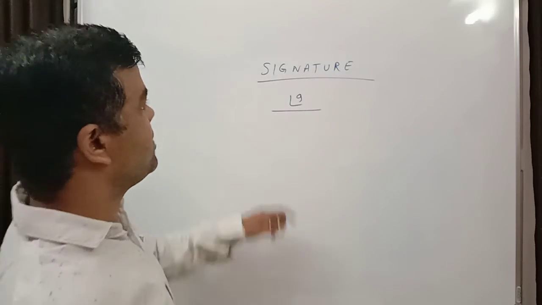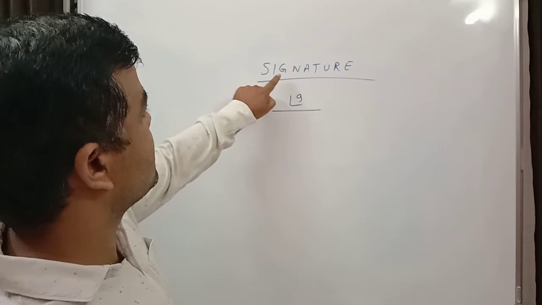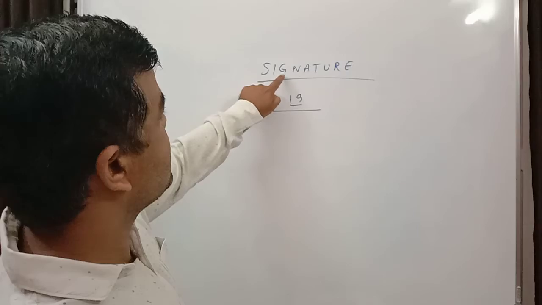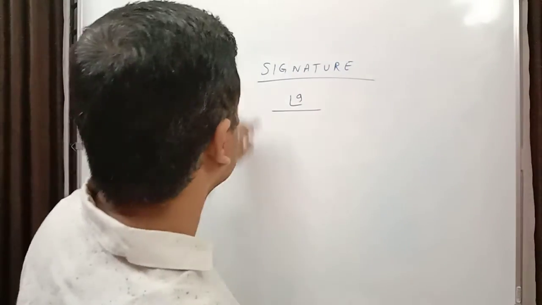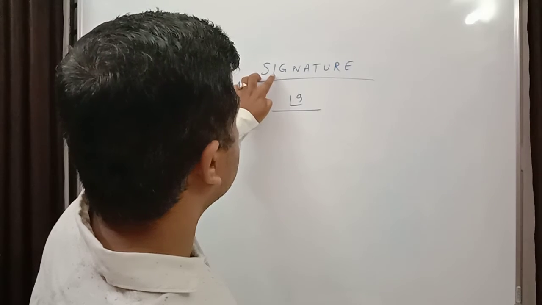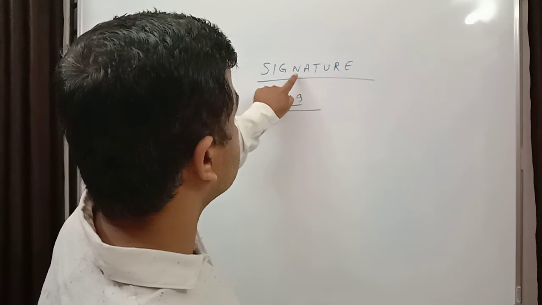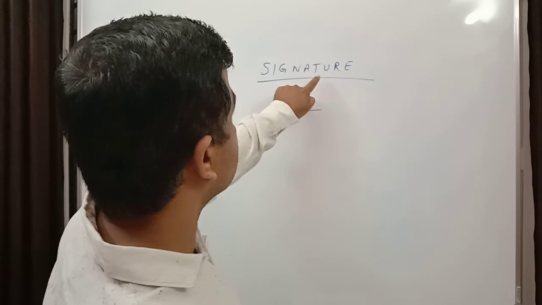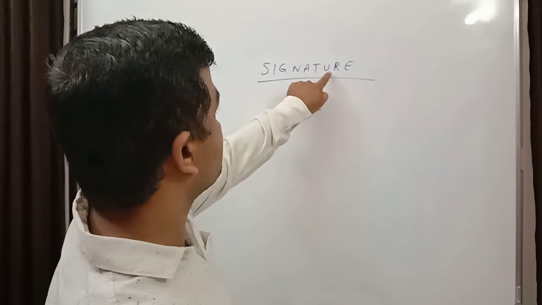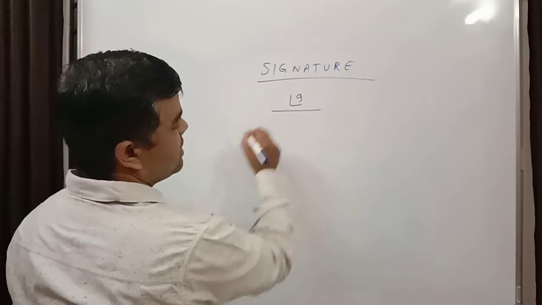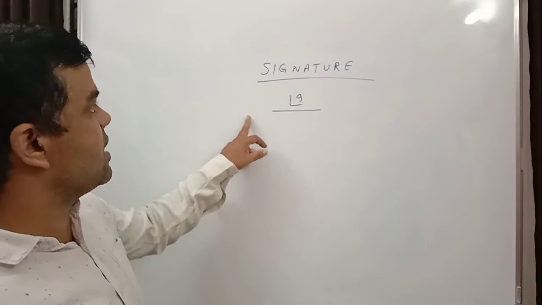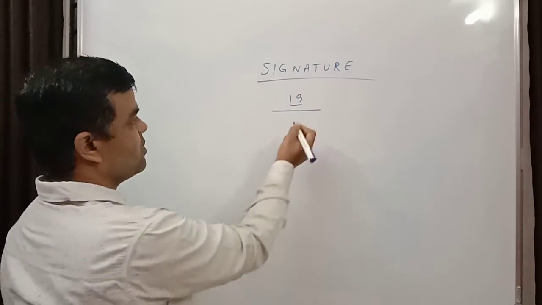How many letters are repeated? S-I-G-N-A-T-U-R-E, signature. S not repeated, I not repeated, G not repeated, N not repeated, A not repeated, T not repeated, U, R, E, nothing is repeated. So factorial 9 will be the answer. Okay, you solve this factorial 9 and you will get the answer. Factorial 9 will be the answer.